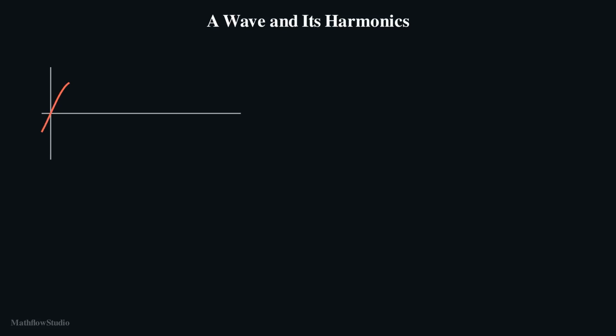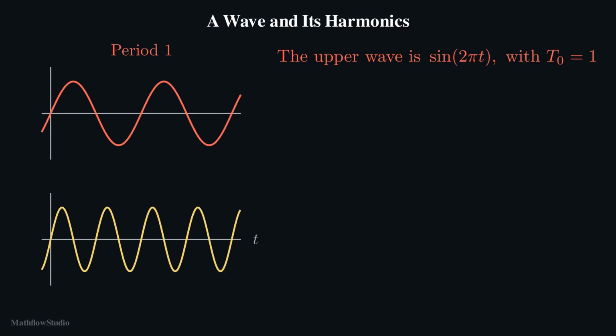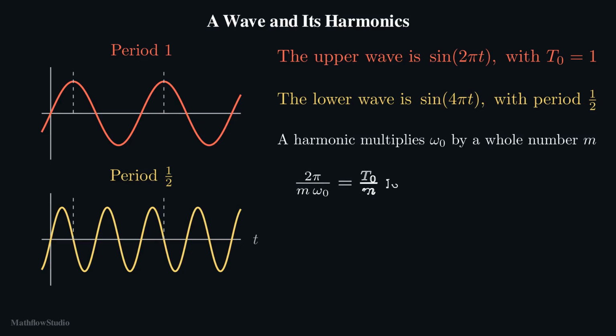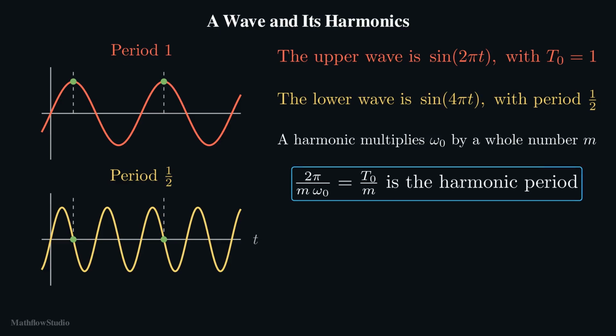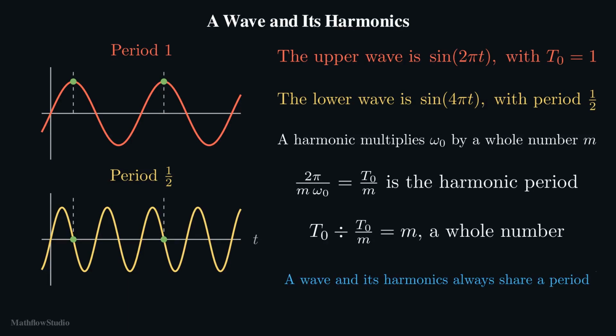The upper wave completes 1 cycle each second. The lower wave is its second harmonic and completes 2 cycles each second. A harmonic of a wave has an angular frequency that is a whole multiple of the original. Dividing 1 full turn by a whole multiple of the angular frequency divides the period by that same whole number. The ratio of the 2 periods is therefore a whole number, which is always a fraction of whole numbers. A wave and its harmonics therefore always share the longer period.